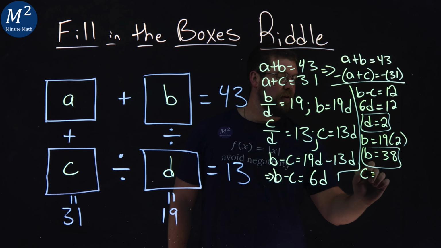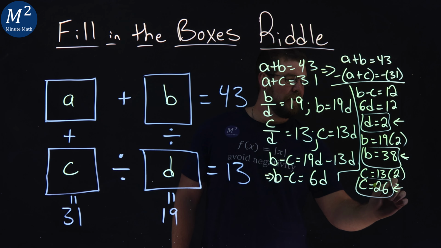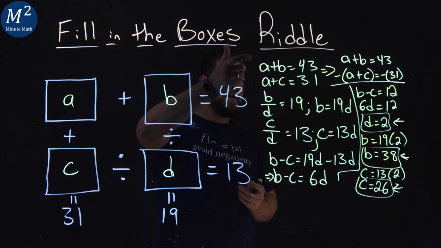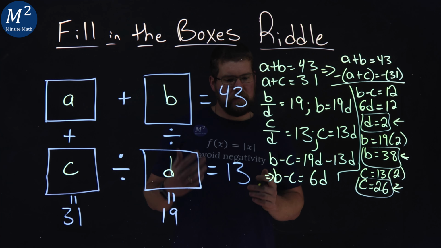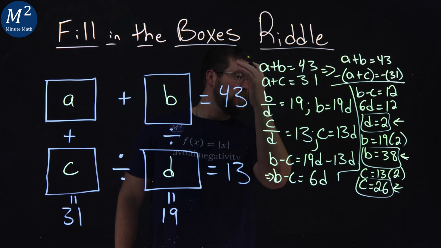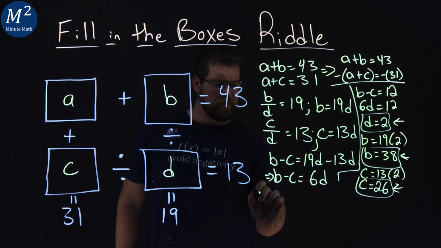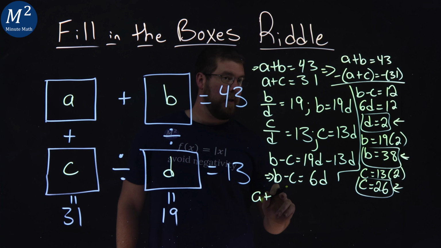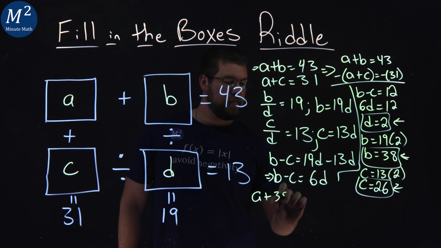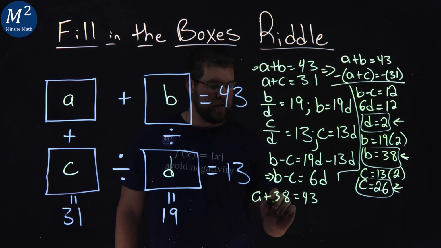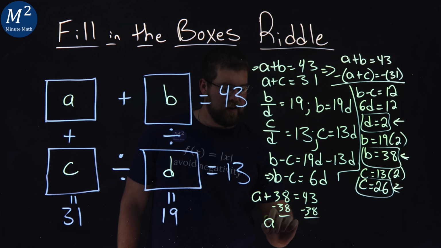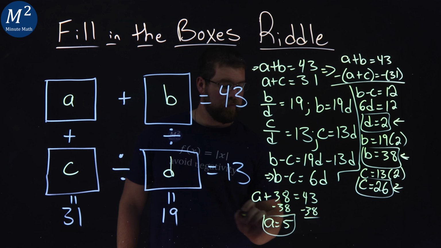We got D, we got B, we got C. We need to find our A value, and we can really pick any one of our first equations to do that. Let's just go with the first one here, why not? A plus the B value, which we said was 38, is equal to 43. And now I can get A by itself. We subtract 38 from both sides. And A is equal to 5 right here.